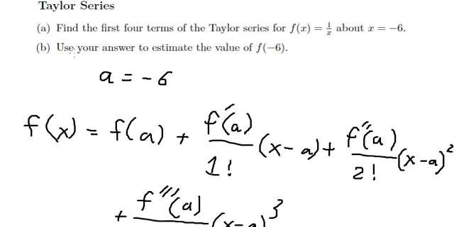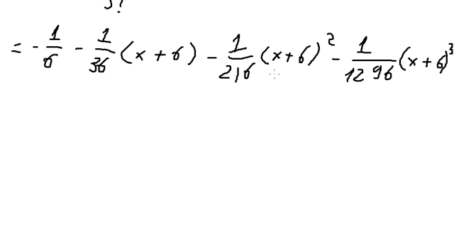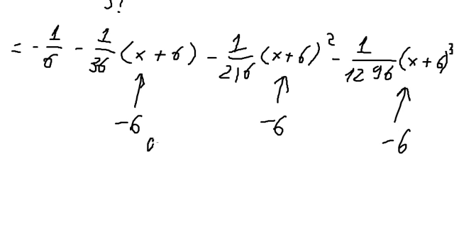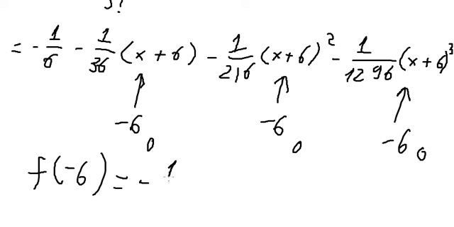Question number 2. Use your answer to estimate the value of f of negative 6. So if we put negative 6 in here, you get about 0 in here. So we just have this one left. And f of negative 6 equals negative 1 over 6.